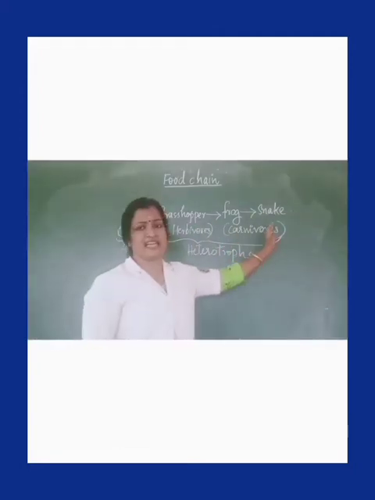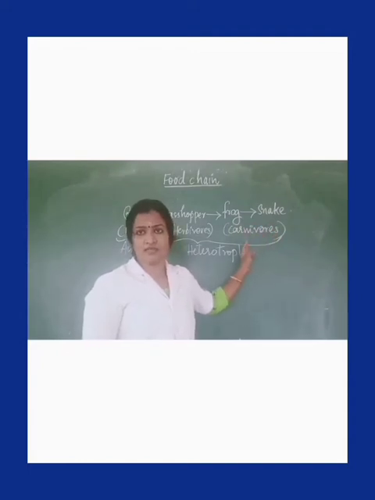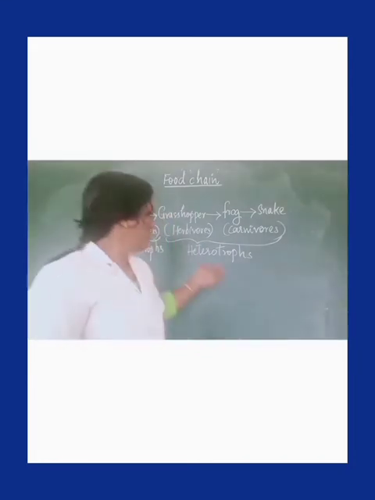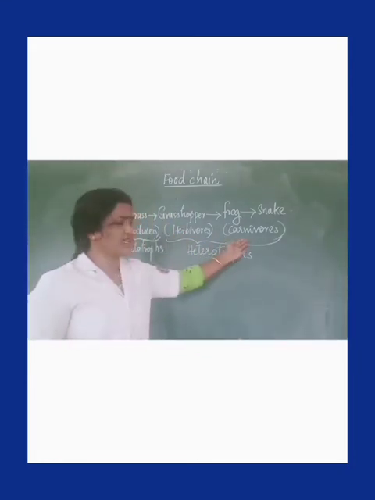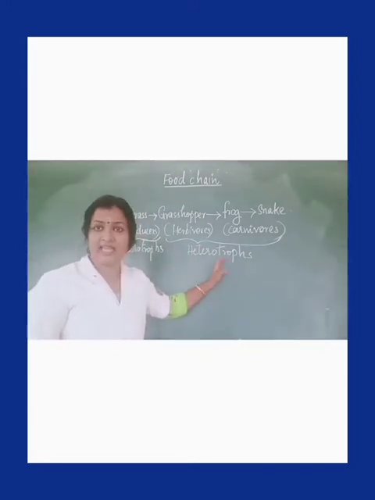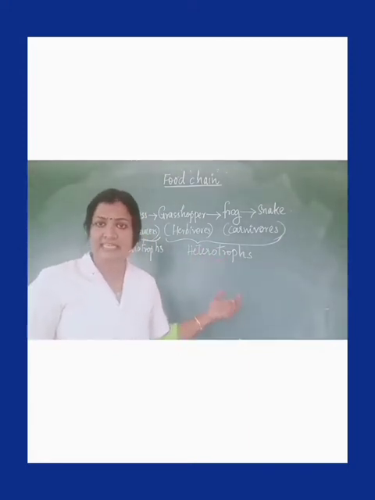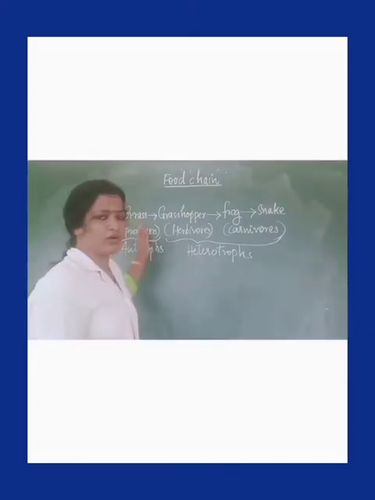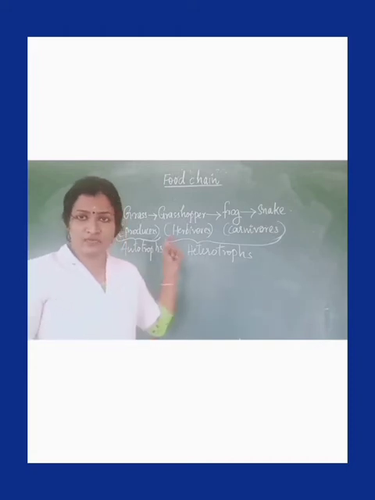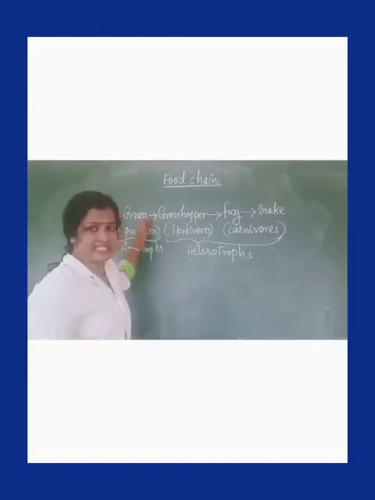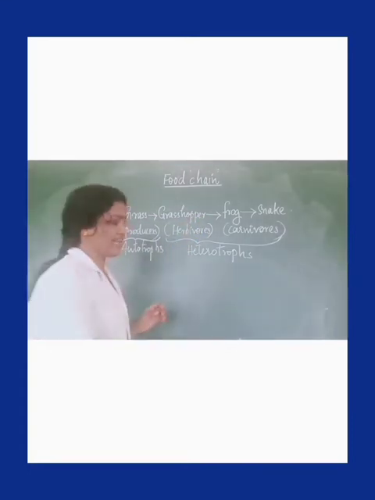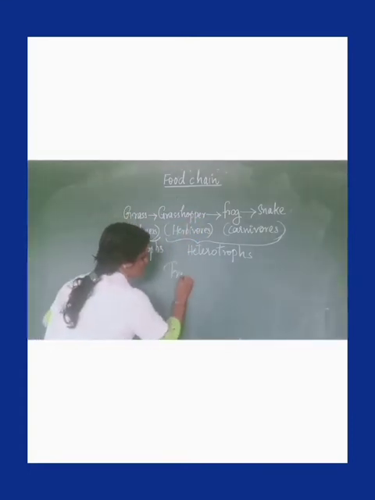Likewise, the grasshopper is a herbivore because it directly eats the grass. Then frog and snakes are carnivores. You can easily understand from this food chain. Then the herbivores and carnivores are the heterotrophs because they directly or indirectly depend on the producer for their food. In this food chain, each step or each level is called a trophic level.